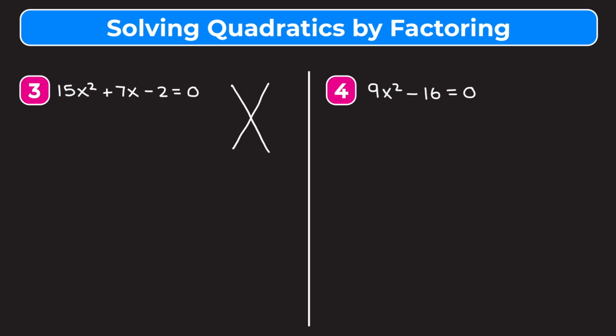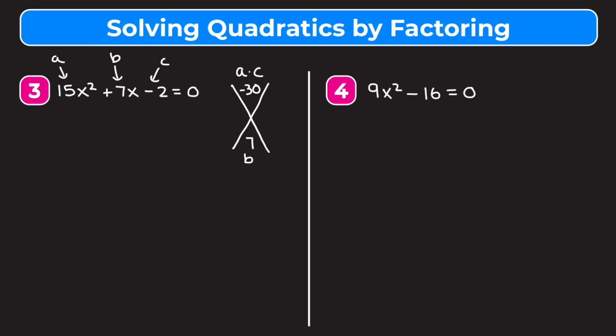If you've already watched that video, what you want to remember is that up top, you want to put a times c. Our a term is 15, our c term is negative 2. If we multiply that together, we get negative 30. Down here, we want to put our b term, which is positive 7. Now we need to find two numbers that multiply to negative 30 and add to positive 7. Take a second and think about that.